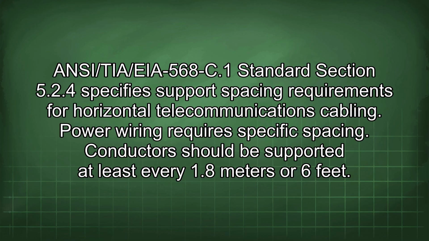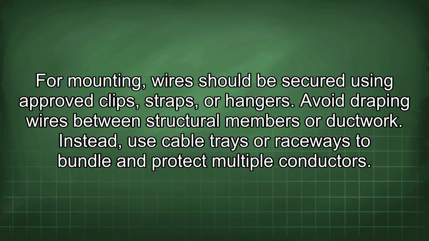Power wiring requires specific spacing. Conductors should be supported at least every 1.8 meters or 6 feet. For mounting, wires should be secured using approved clips, straps, or hangers. Avoid draping wires between structural members or ductwork. Instead, use cable trays or raceways to bundle and protect multiple conductors.